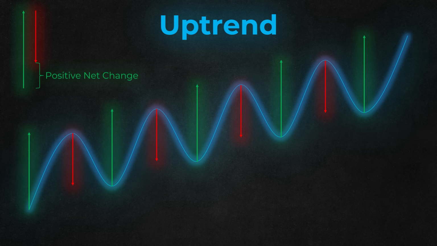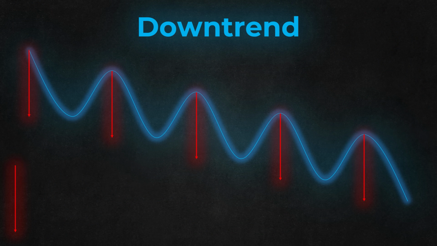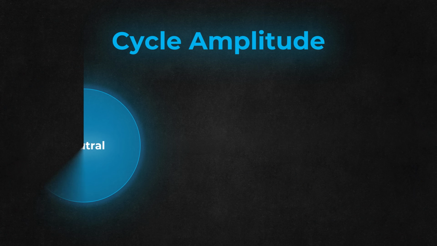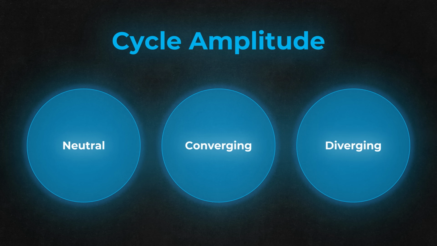Notice also that in this image, cycle lengths are equal, meaning that the horizontal space between peaks or between troughs is the same. In a downtrend, the downcycle amplitude is larger than the upcycle amplitude, creating a negative net change. That's why price progresses to the downside. In this example, the cycle lengths are also equal for simplicity's sake. In terms of cycle amplitude, there are three possible types of price action: neutral, converging, and diverging. These names come from the relationship between highs and lows.